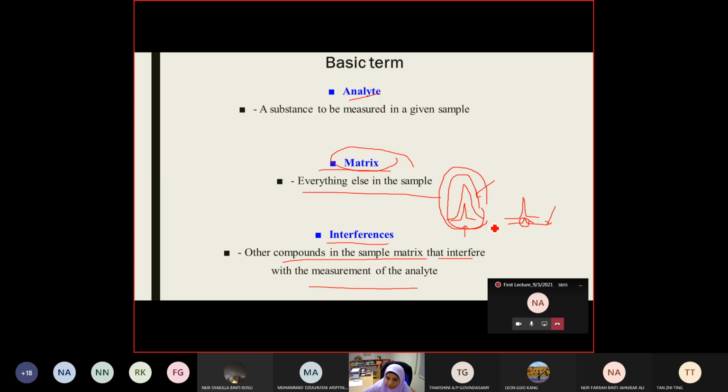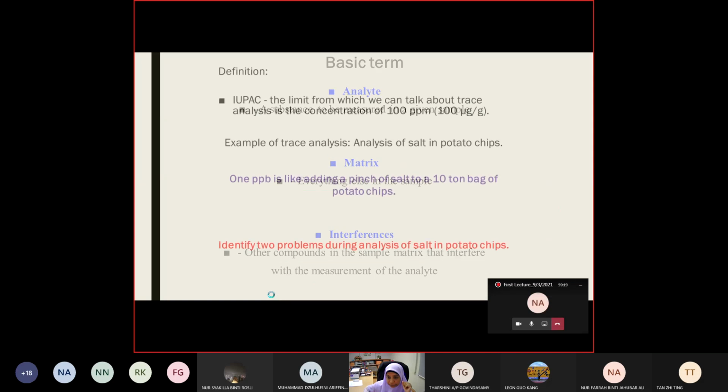This is positive interference. The concentration of your analyte will be increased because the interference gives the same signals, or we call it a negative interference. Your concentration will be reduced because the interference interacts with your targeted analyte. Okay, so that is about the analyte, matrix, and interference.